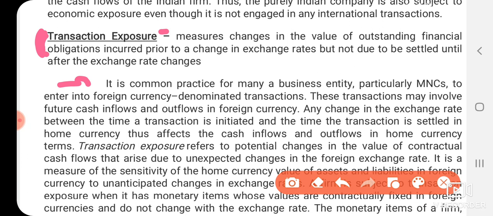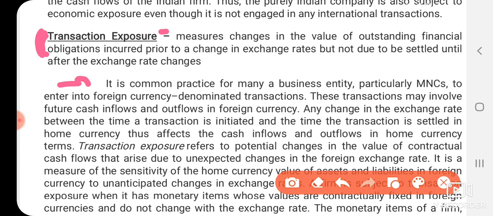denominated transactions which are in terms of foreign currency. All such currency we call, in one word, foreign currency. These transactions may involve future cash inflows or cash outflows in a foreign currency only. Say for example I am dealing with the United States; in such situations it may be denominated in a foreign currency like US dollars, or Japanese yen, or Swiss francs.